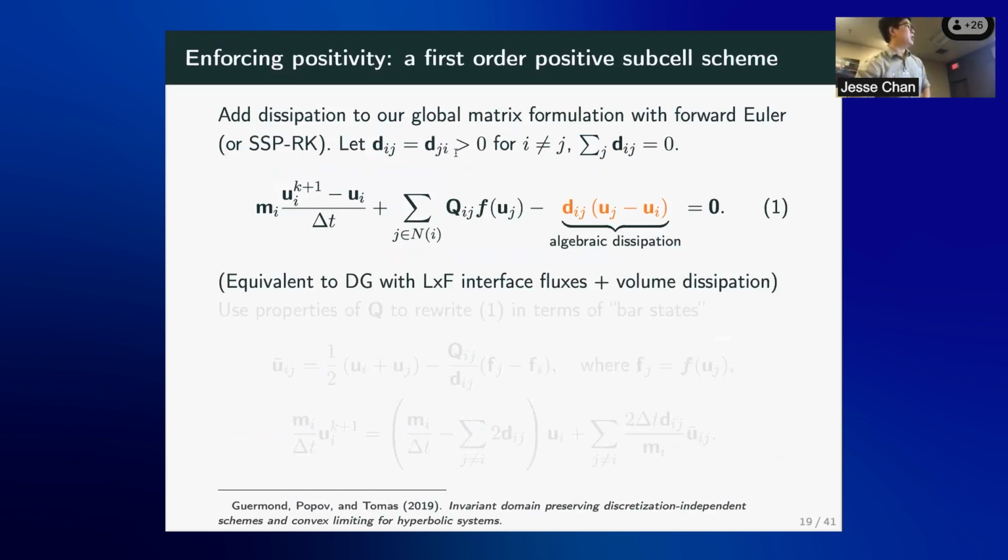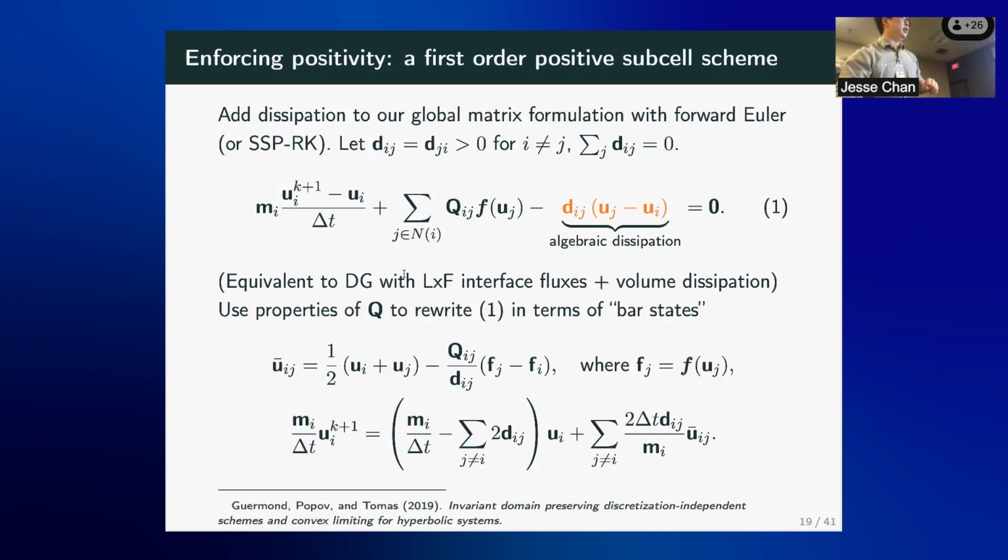This dissipation coefficient we're going to assume is symmetric and that it sums to 0. So it's going to look somewhat like a graph Laplacian, which is why it's sometimes referred to as a graph viscosity by Guermond and coworkers at A&M. So this looks something like DG with Lax-Friedrichs type interface fluxes and Lax-Friedrichs volume dissipation.